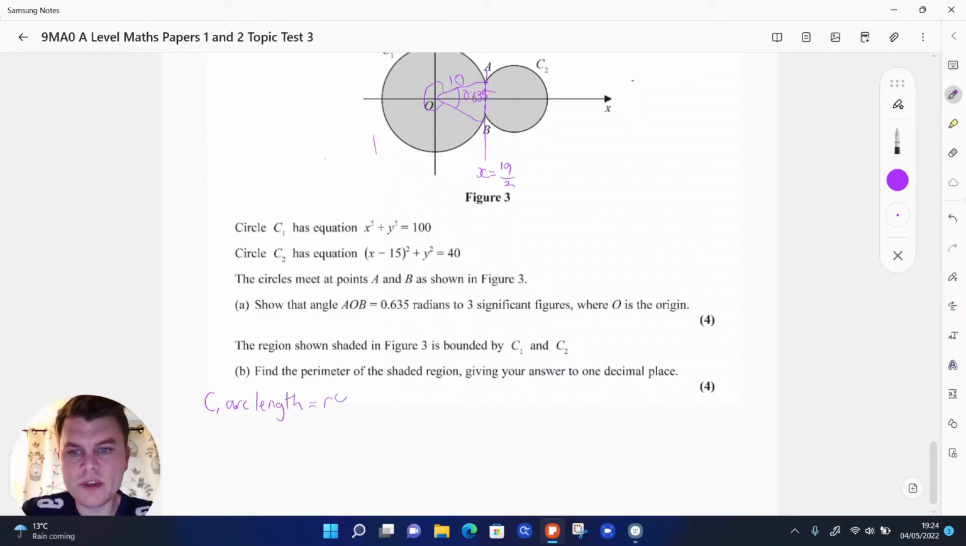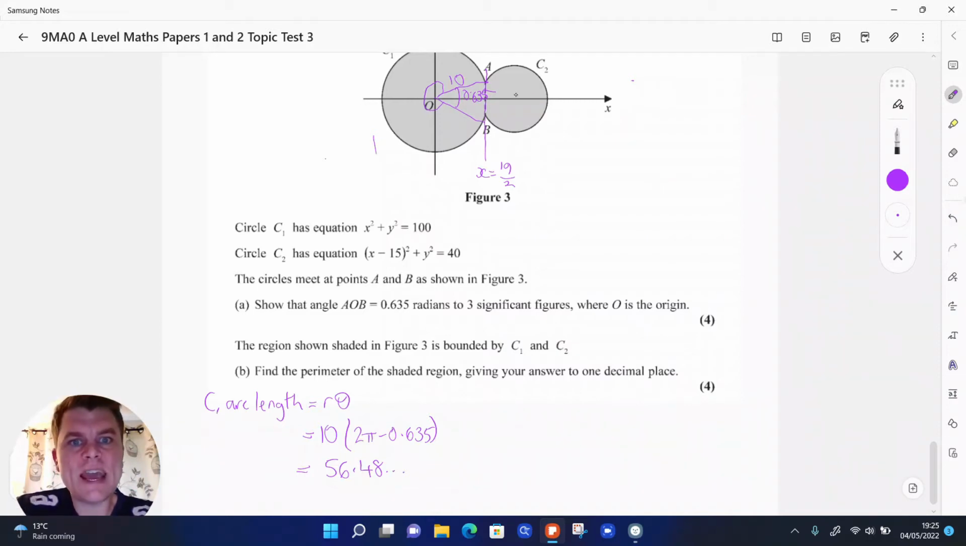We know it's going to be r theta, which in this case is 10 multiplied by the angle, which is 2 pi minus 0.635. That gives the angle of the major arc. Pop that into your calculator and you get 56.48. Okay, so that's the straightforward bit done.